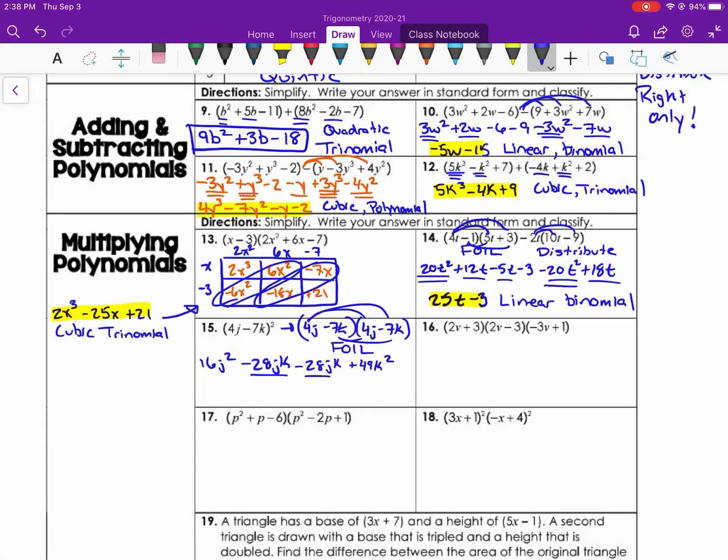Combine like terms in the middle. You get 16j squared minus 56jk plus 49k squared. Whew. That's a lot. So this here is a quadratic trinomial.